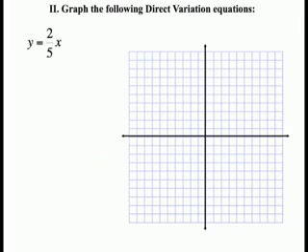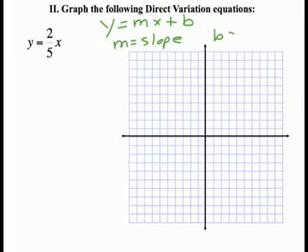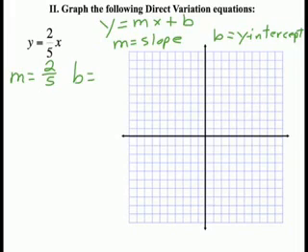Now we must graph the following direct variation equation. So we have y equals 2/5 x. When we graph an equation that is y equals, we always think y equals mx plus b, slope-intercept form. And when you graph something in slope-intercept form, you must identify the slope and the y-intercept. So in this equation, the slope is always the number that is in front of the x, the m, and that is 2/5.